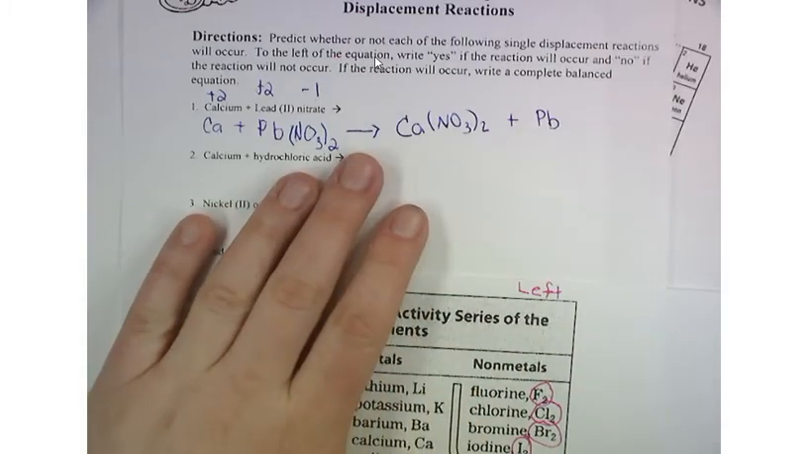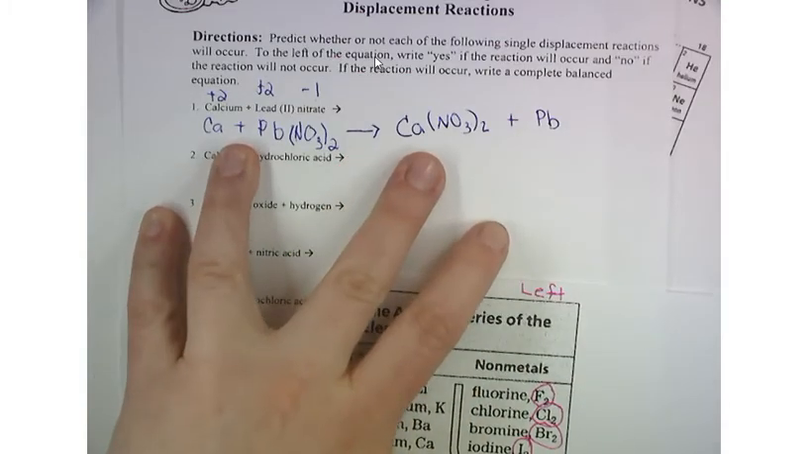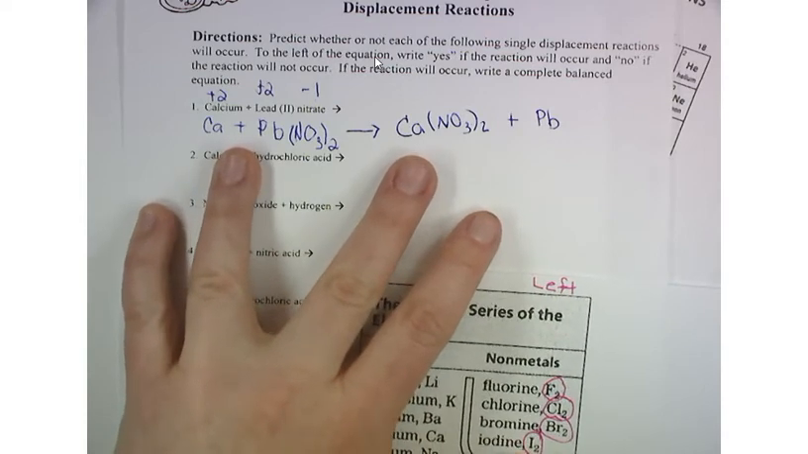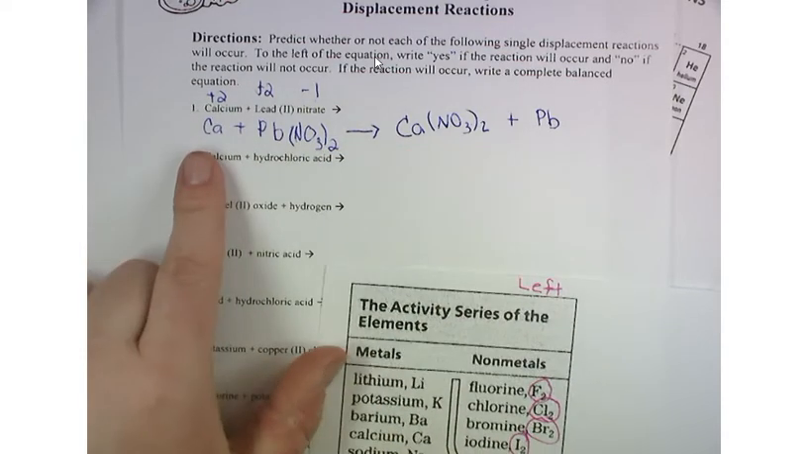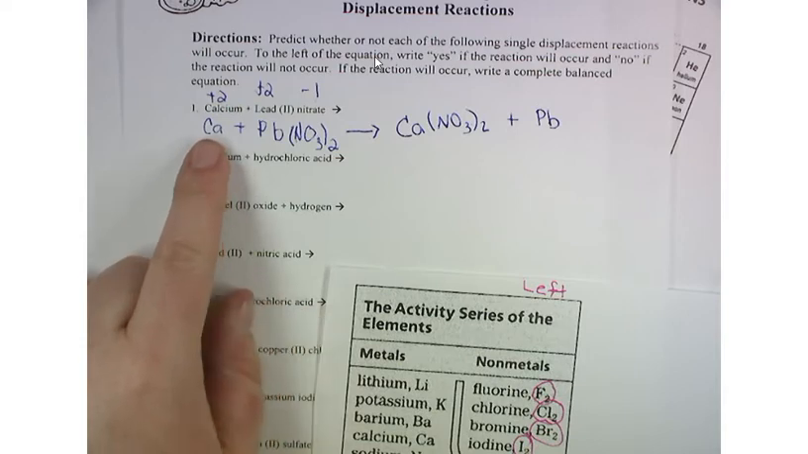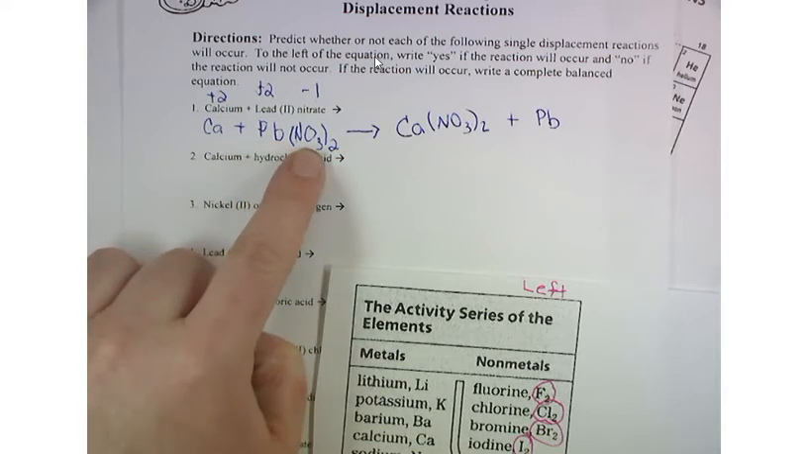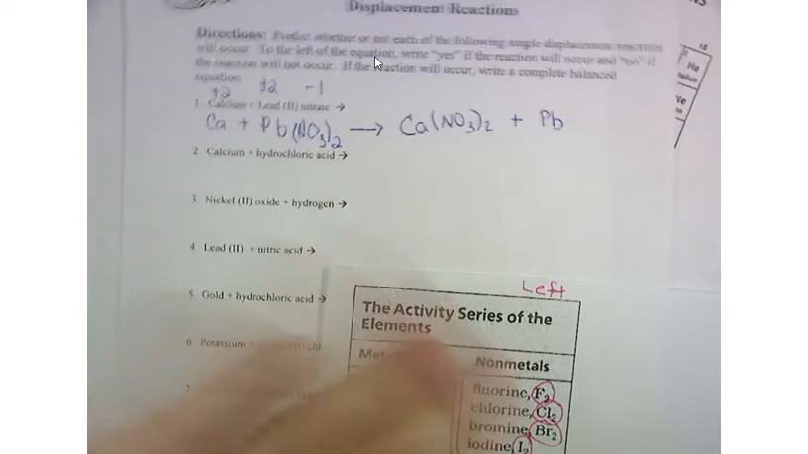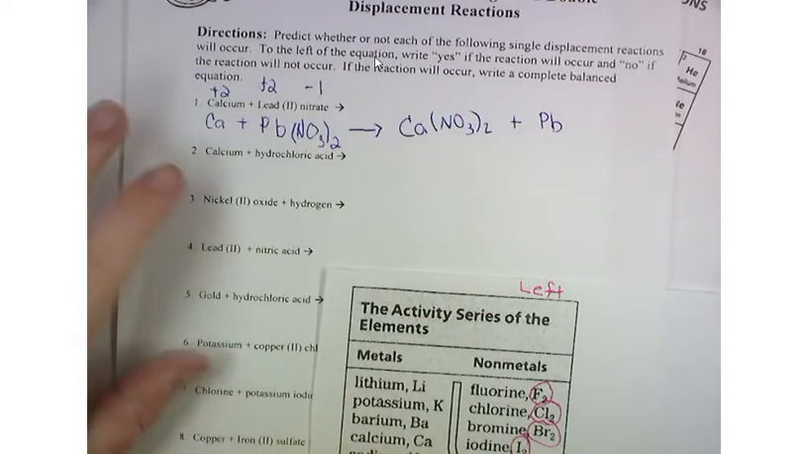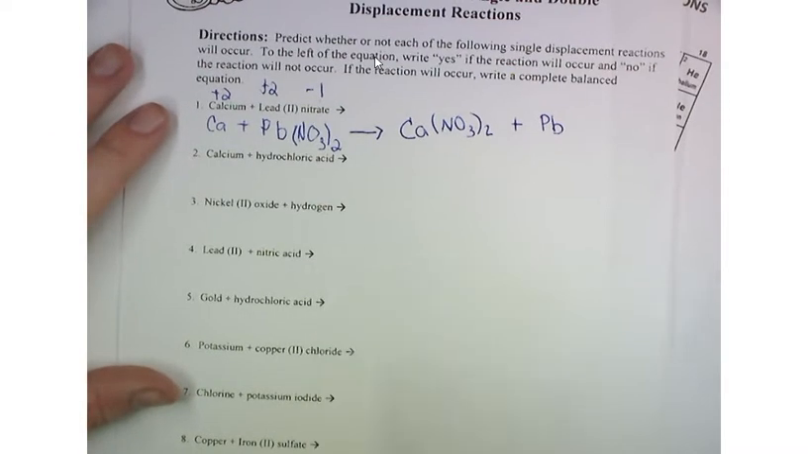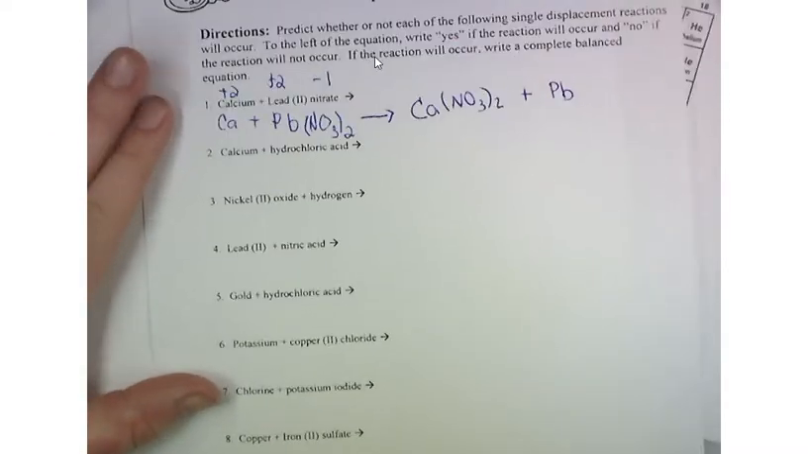So now I have my reactants and I have my products. The last step is to go ahead and balance them. So I'm going to double check. I have 1 calcium on each side, I have 1 lead on each side, and I have 2 nitrates on each side. So this one is complete. I am all done. So let's move on to number 2.